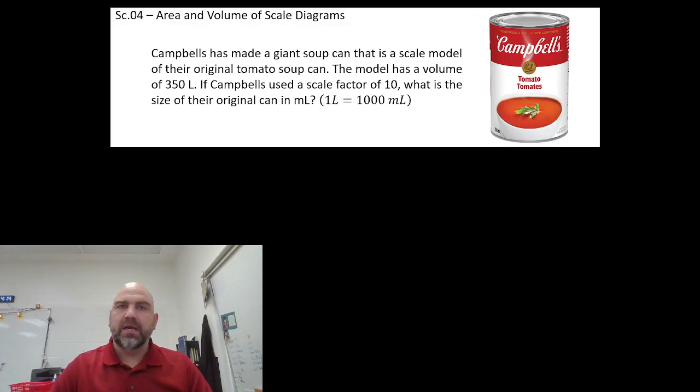All right, perfect. Here we go, next one. Campbell's has made a giant soup can that is a scale model of their original tomato soup can. The model has a volume of 350 liters, and if Campbell's uses a scale factor of 10, what is the size of their original can in milliliters? So there's our formula if you need.